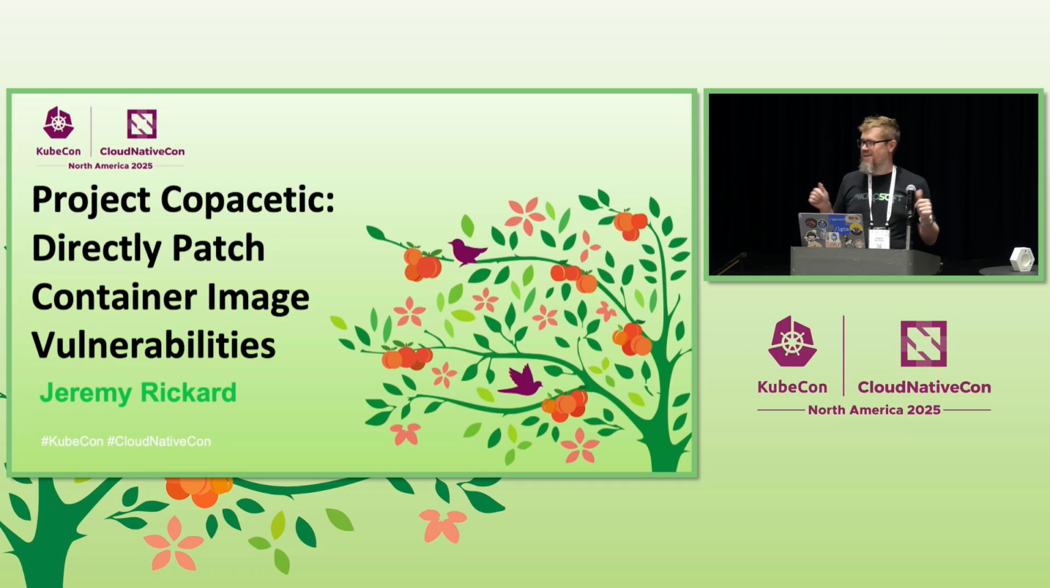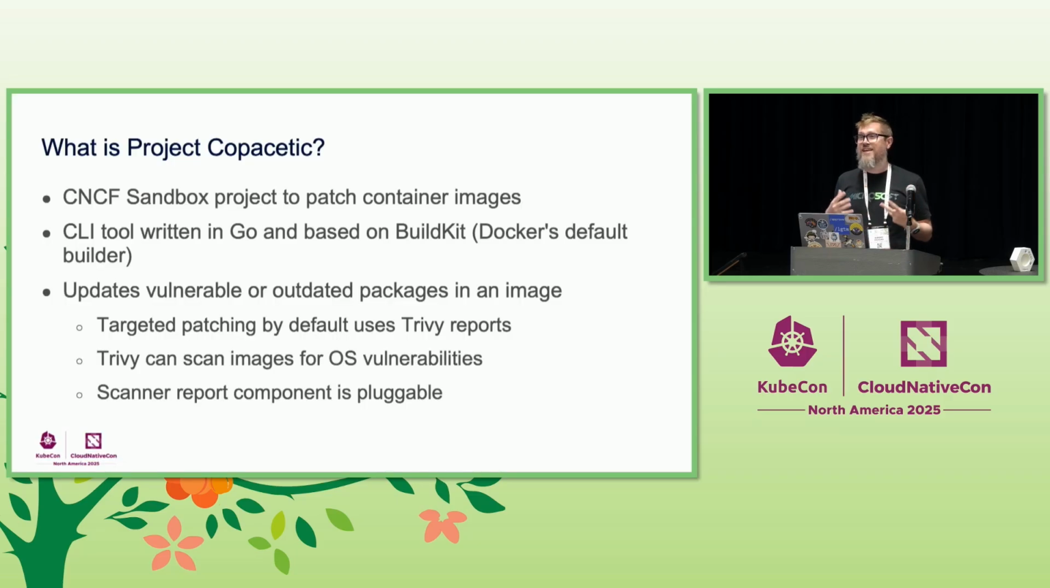All right. So Copacetic is a project in the CNCF sandbox that is intended to directly patch images to alleviate container vulnerabilities. It's a CLI that's written in Go, and it's based off of Buildkit, which is the default builder for Docker. So if you're using a newer version of Docker and you say Docker build, in essence, that's using Buildkit behind the scenes. There's a whole bunch of libraries that come along with that help you to assemble and do operations on top of container images. And Copa uses this to help us replace things in the container and generate a new container image without having to go through the full build process again.